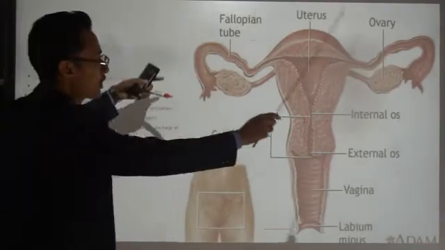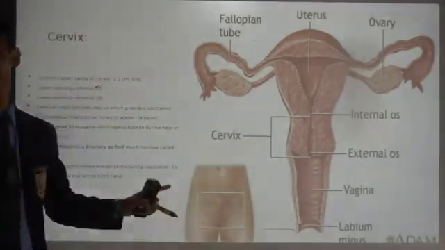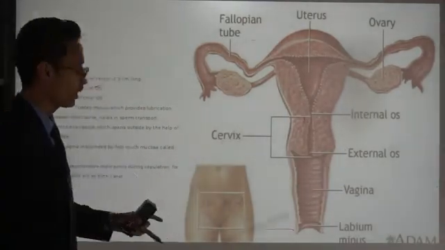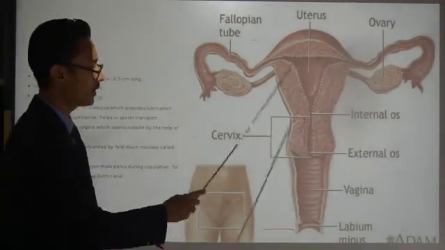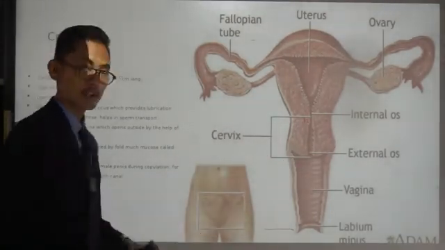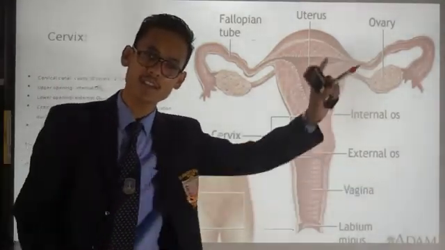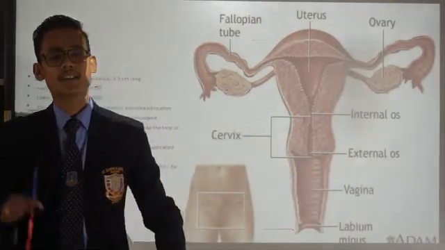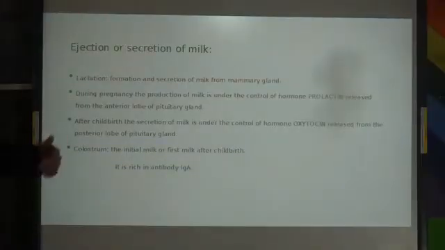So, the overall structures of the female reproductive system. What is it composed of? It is composed of a pair of ovaries, fallopian tubes, the uterus, the cervix, the vagina, and we also find the accessory glands that help in fertilization, called Bartholin's glands, and the mammary glands that produce milk. Moving to the next slides.